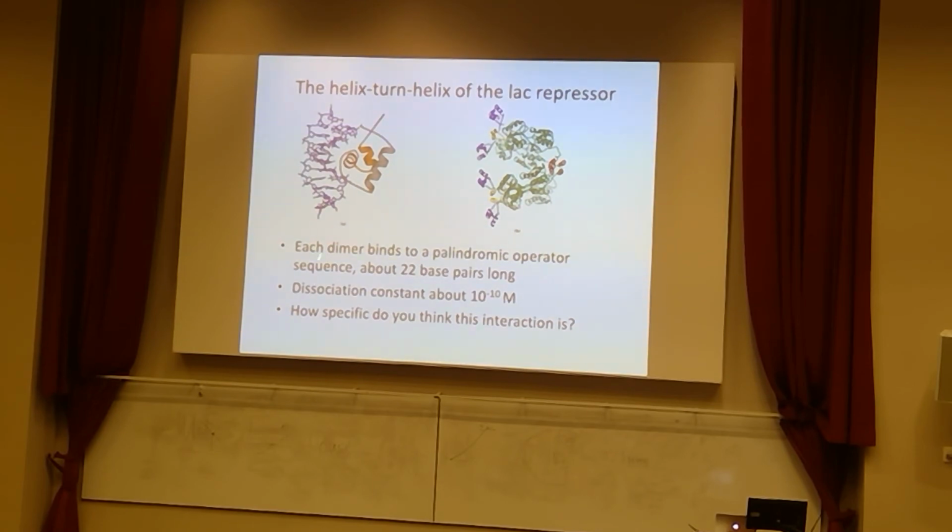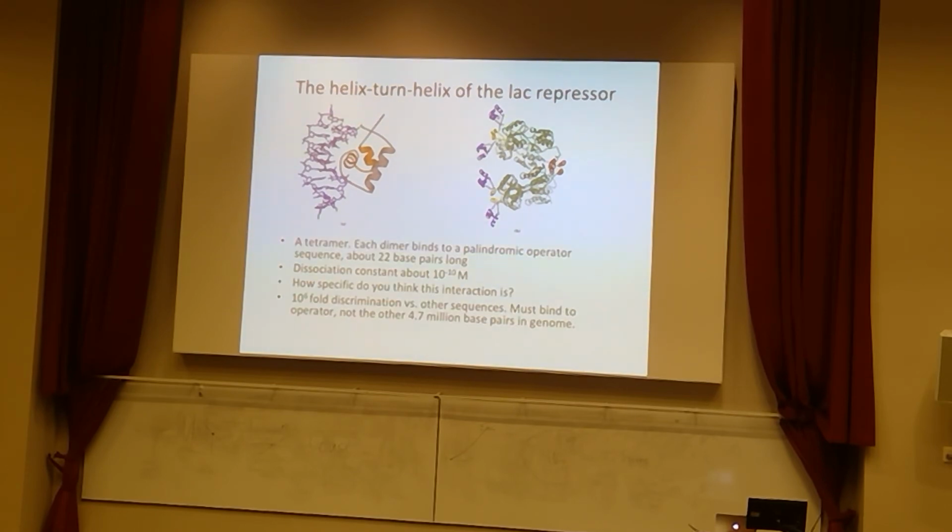So each of these dimers binds to an operator sequence. It's about 22 base pairs long, and it binds with pretty good efficiency. The dissociation constant is about 10 to the minus 10 molar for the KD. That's pretty good. And you should think about how specific that would allow you to be. If it was a dissociation constant of, let's say, 10 to the minus 4 molar, you'd think, okay, it'll bind that sequence, but maybe there's a whole bunch of other sequences in the entire genome that it can bind as well.